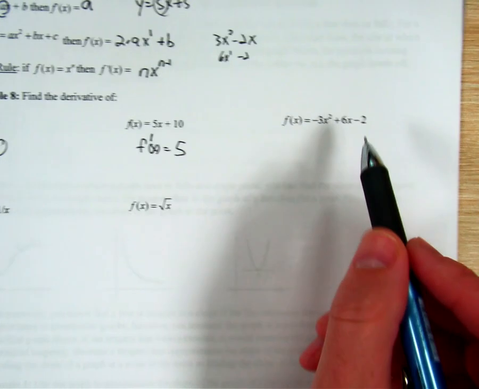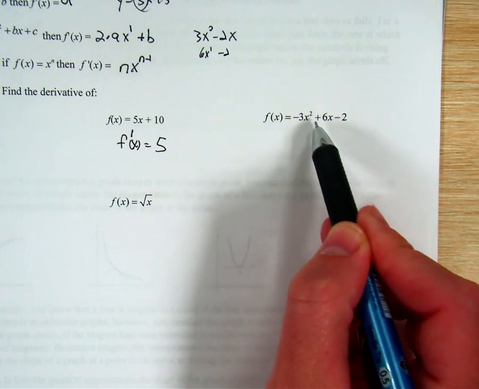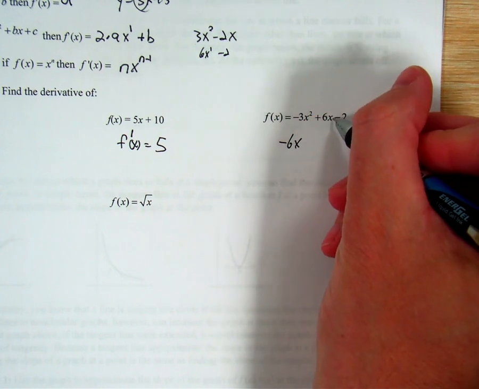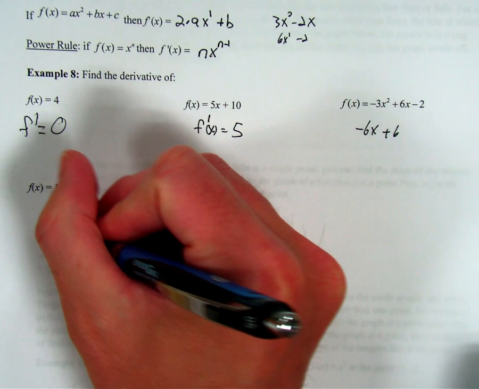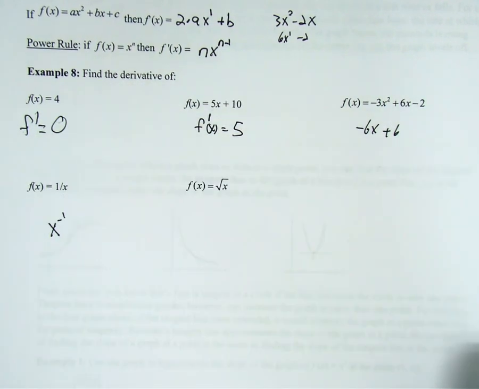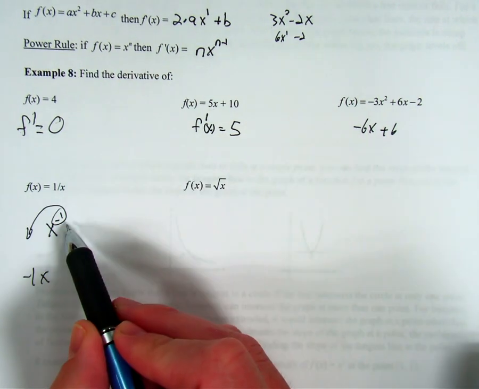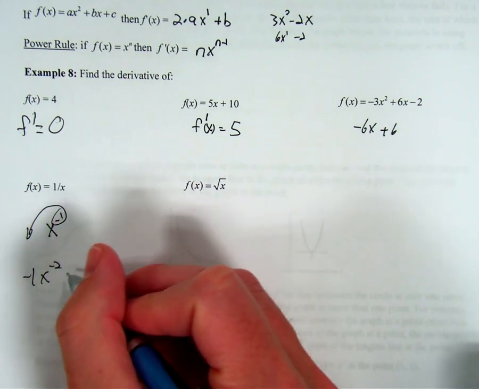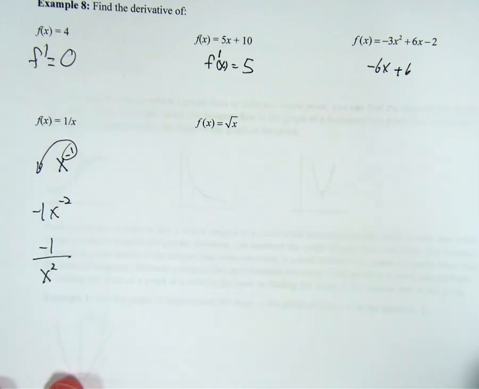Here's a good one. Think about that real quick. The 2 comes down in front. We'll have negative 6x. This x drops, x to the 0, and this goes away. You got to use your brain power here. 1 over x is x to the negative 1. So this is going to come down in front. Now, what's 1 less than negative 1? Negative 2. How do you rewrite negative exponents? Underneath. Negative 1 over x squared.